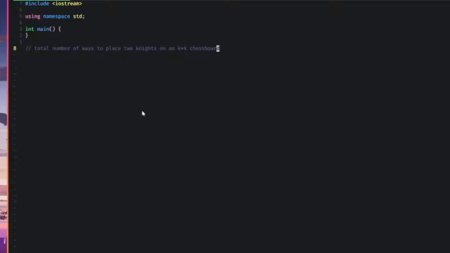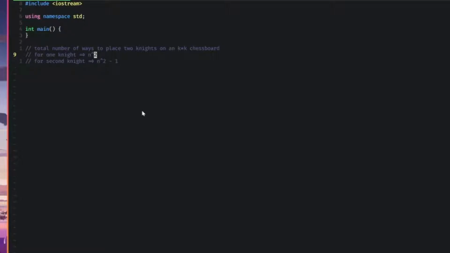Let's say we just have one knight. I'll say an n by n chessboard. What are the total number of ways to place two knights on an n by n chessboard? Well, the answer is just n squared for one knight. It's just n squared because you can place it everywhere. There are no limits. But once you introduce a second knight, it's n squared minus 1.